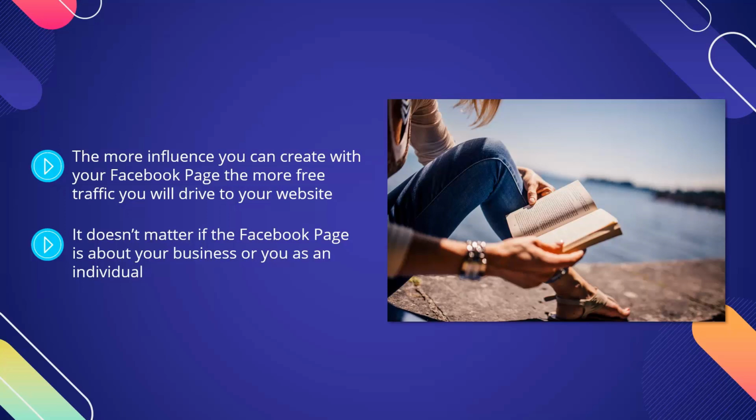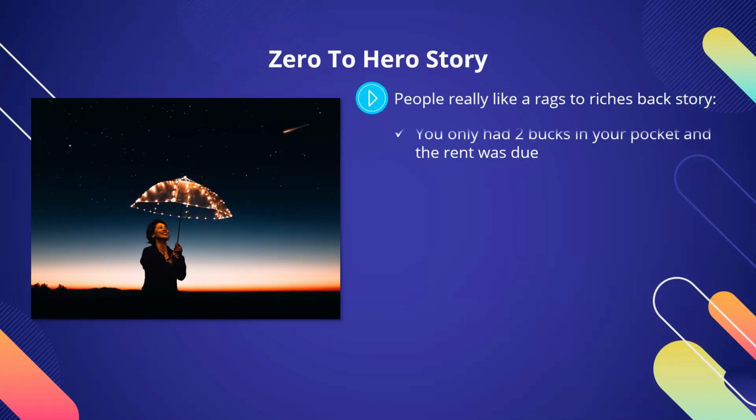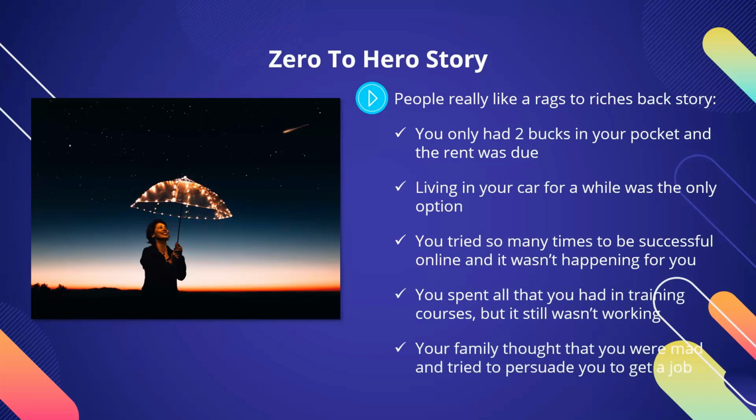When you are coming up with ideas for your personal story, have the zero to hero approach uppermost in your mind. Zero to hero story. People really like a rags-to-riches backstory. You only had $2 in your pocket and the rent was due. Living in your car for a while was the only option. You tried so many times to be successful online and it wasn't happening for you. You spent all you had in training courses, but it still wasn't working. Your family thought that you were mad and tried to persuade you to get a job. You get the idea, right?